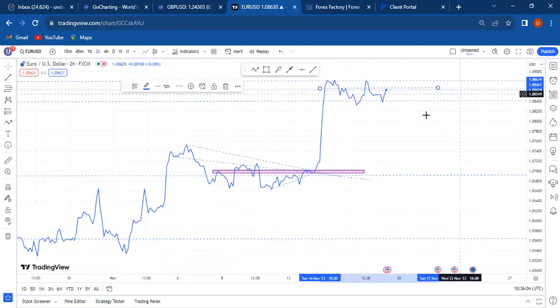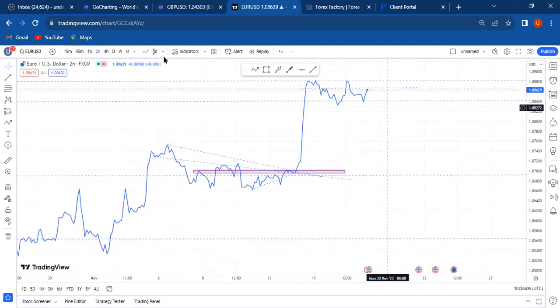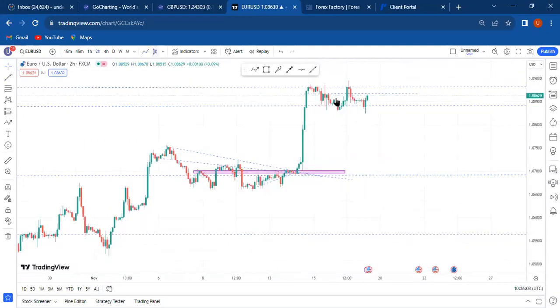Okay, so support becomes resistance here. Now I go to the daily time frame, candlesticks. So where is the resistance? This is a resistance. Do we have any support? Okay, we have a broken support here, and price is trying to reject this. Now, if price breaks above this level, I am buying EUR/USD.